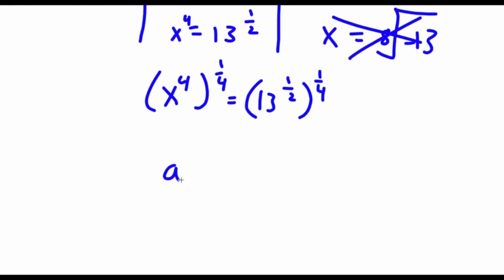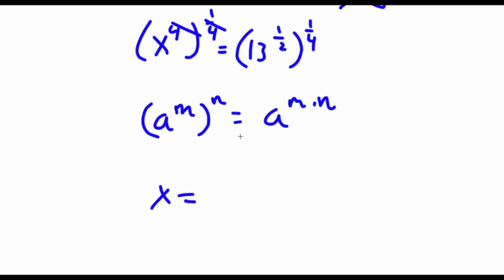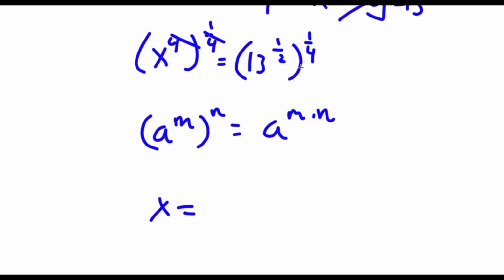now if I have something in the form a to the power of m to the power of n, this is equal to a to the power of m times n. 4 times 1/4 is 1, so these two cancel out. So now I have x is equal to 1/2 times 1/4, which is 1/8. So x equals 13 to the power of 1/8.